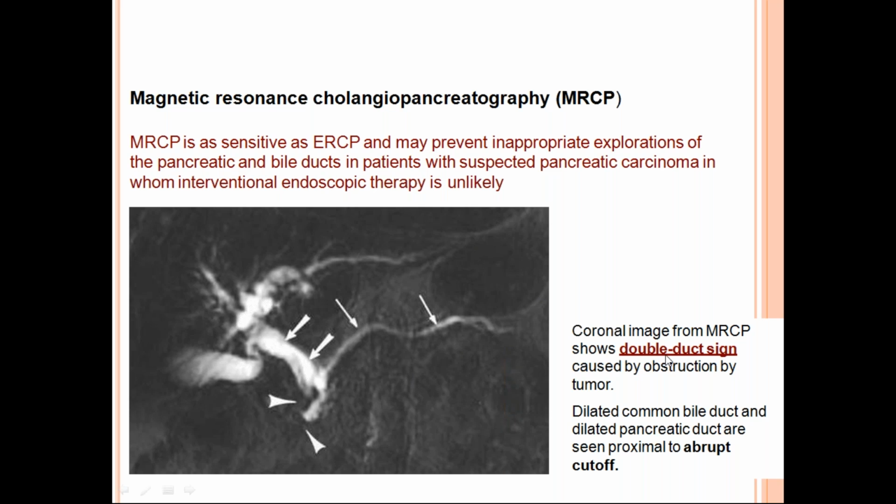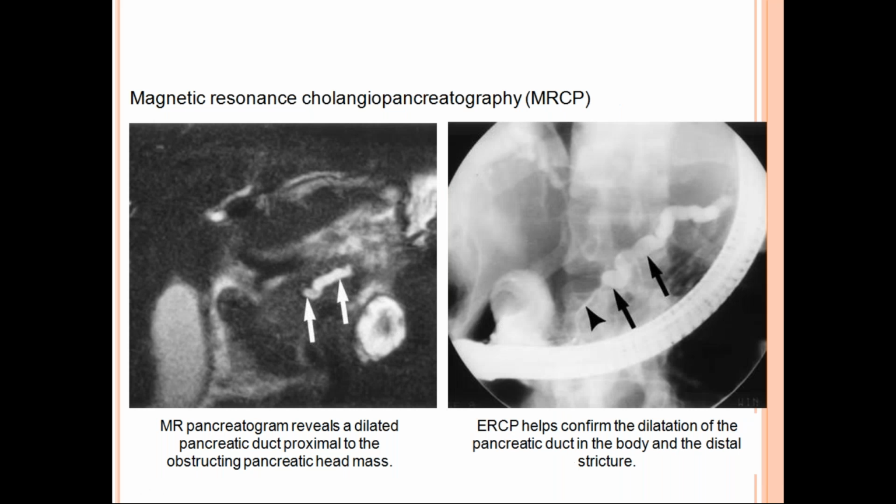I have told in the previous slide, the double duct sign: two ducts will be present. One is the pancreatic duct, one is the common bile duct. And you can see this abrupt cutoff. The dilated common bile duct and dilated pancreatic duct are seen proximal to the abrupt cutoff. There will be a cutoff there due to the location of the tumor.